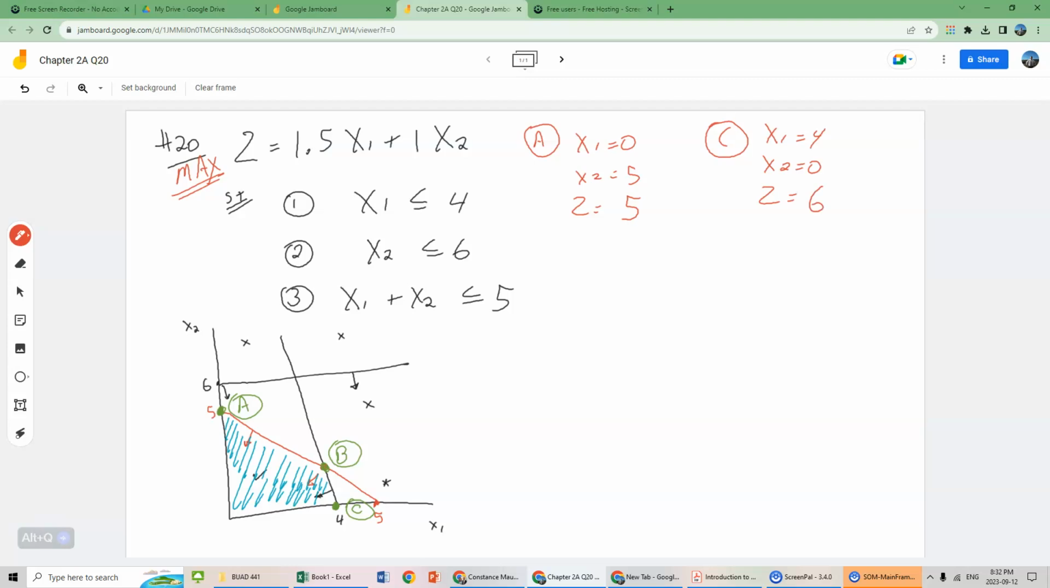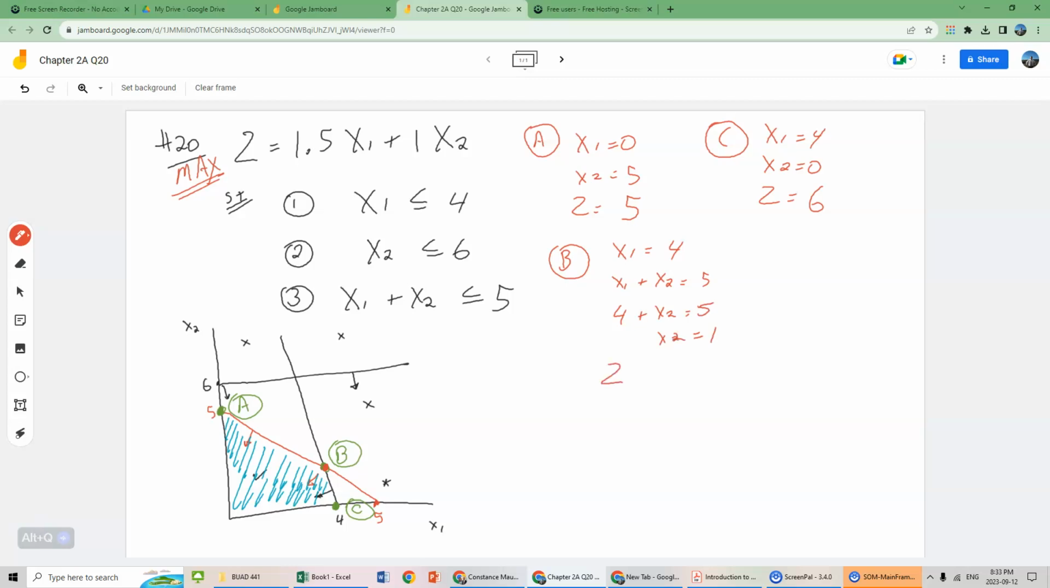Point B, though, we need to know the intersection of point B, which is easier than we've done before because it's the intersection of our first constraint and our third constraint. Our first constraint says x1 at that boundary point equals 4. It's less than or equal to 4, and we are right on that boundary line, so x1 equals 4. If that's the case, then when we put that value into the third constraint, x1 plus x2 equals 5, we've got 4 plus x2 equals 5, so x2 equals 1.